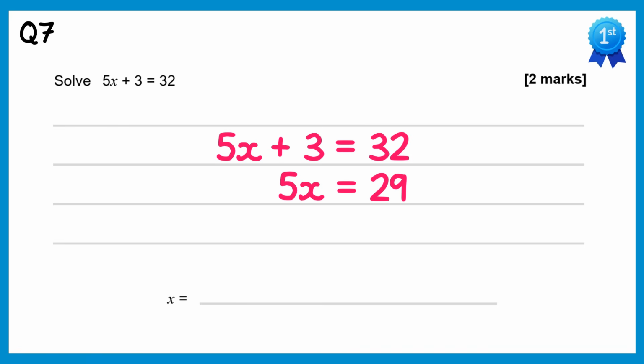Now since we've got 5x on the left hand side, that means 5 times x, so I need to divide by 5 on both sides. 5x divided by 5 is just 1x, and then on the right hand side 29 divided by 5, remember you have your calculator, so type that in, and you'll end up with 5.8. So the answer to this question is 5.8.